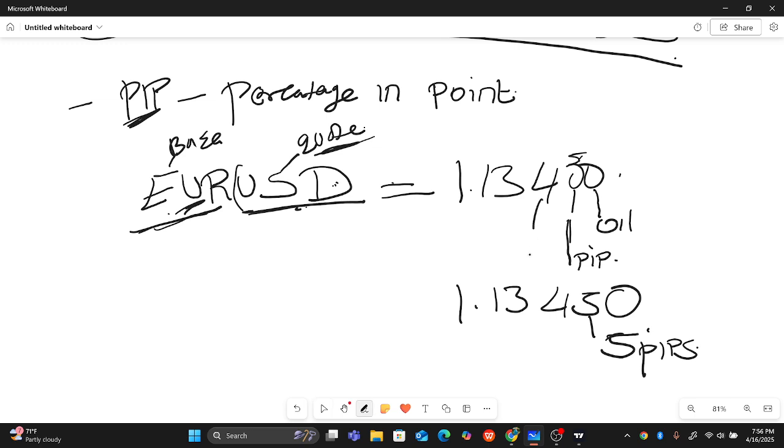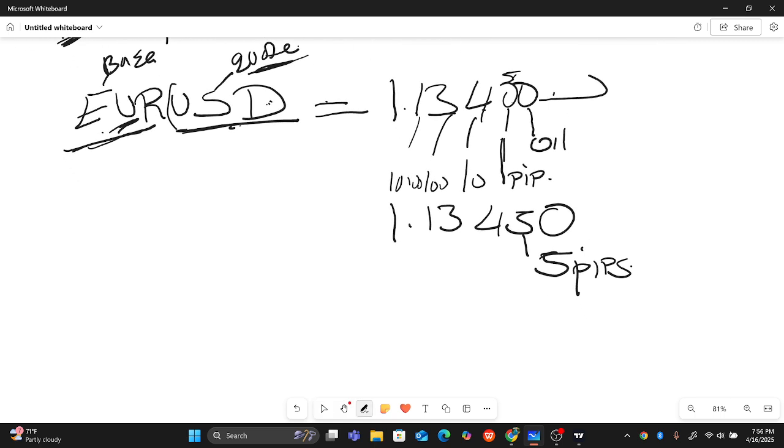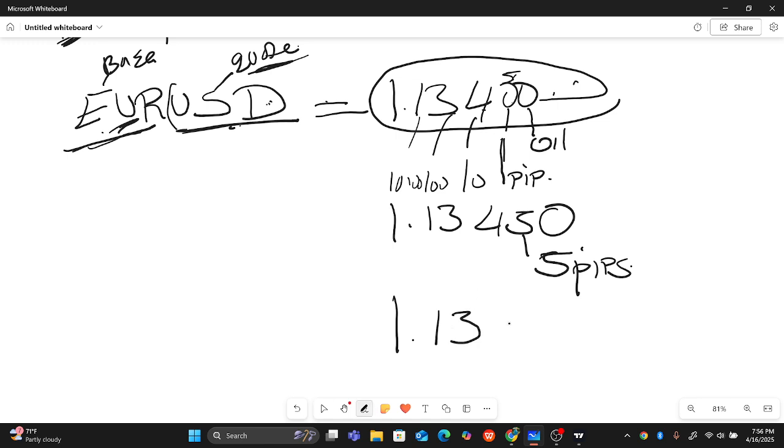Now these are 10 pips, 100 pips, 1,000 pips. I hope we are together: ones, tens, hundreds, thousands. Now assume this market moves from 1.13400 to 1.13700. This is ones and tens, so it has moved from 4 to 7, which is 3. So how many pips? These are 30 pips.